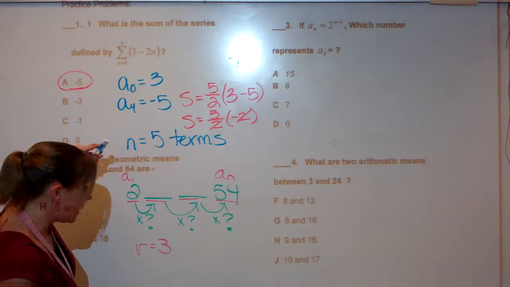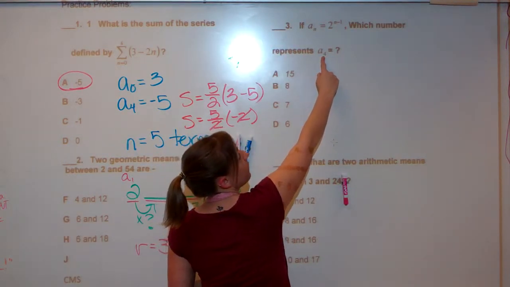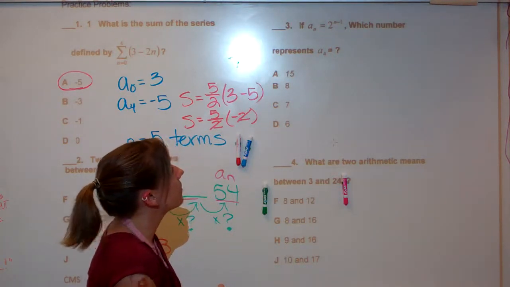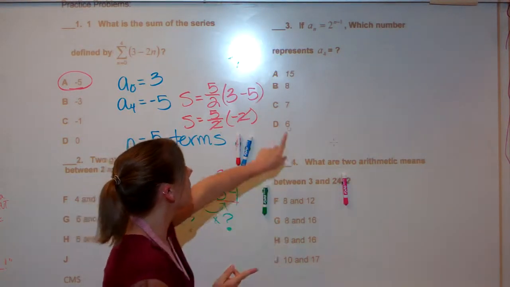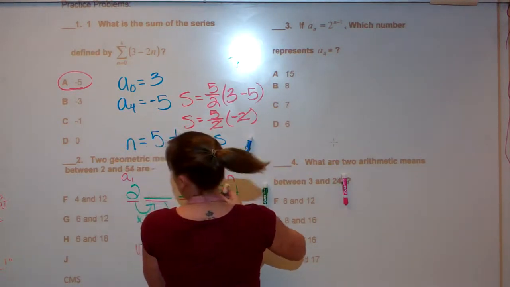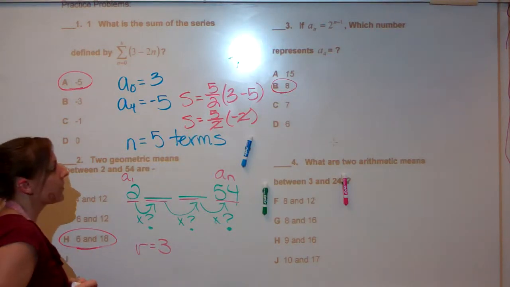All right, so for these over here, this one's pretty easy. Since you want the fourth term, you put a 4 in there. 2 to the 4 minus 1 is just 2 to the third. So 2 to the third is 8. Be careful, don't fall for the trick answer of 6. So 2 to the third is 8. And this one, like I said, I know is this one.